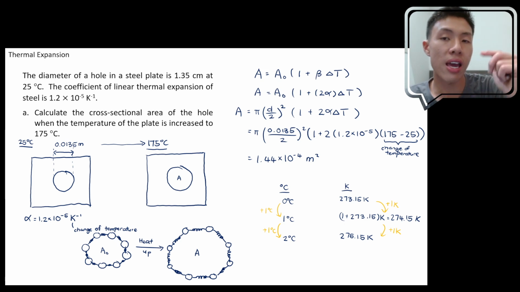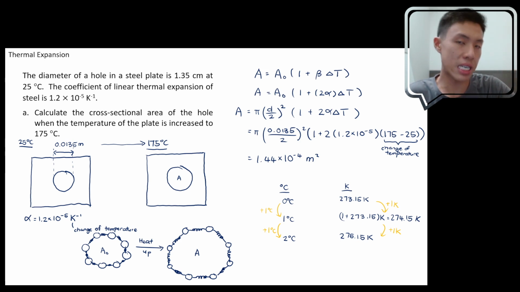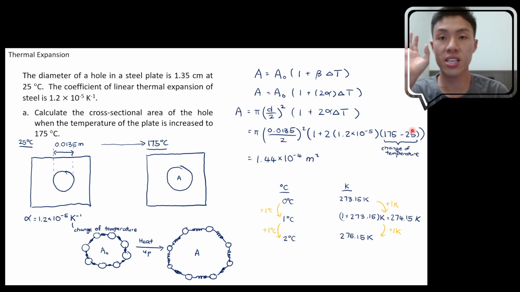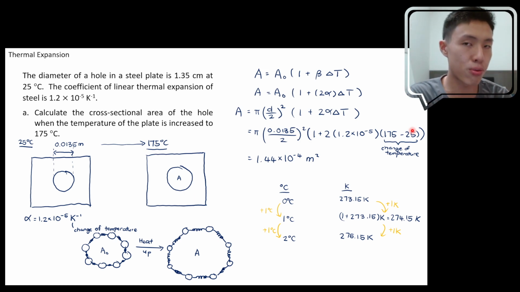But we know that every time we rise or drop our temperature by 1 degree Celsius, it's equivalent to rising or dropping the temperature by 1 Kelvin. Therefore, we can mix up the two units in our calculation. But what we cannot mix up is, for the change in temperature, you cannot take your final temperature in Kelvin and your initial temperature in degrees Celsius, because that doesn't make sense. You're taking temperature minus temperature, so the unit of the temperature needs to be consistent.